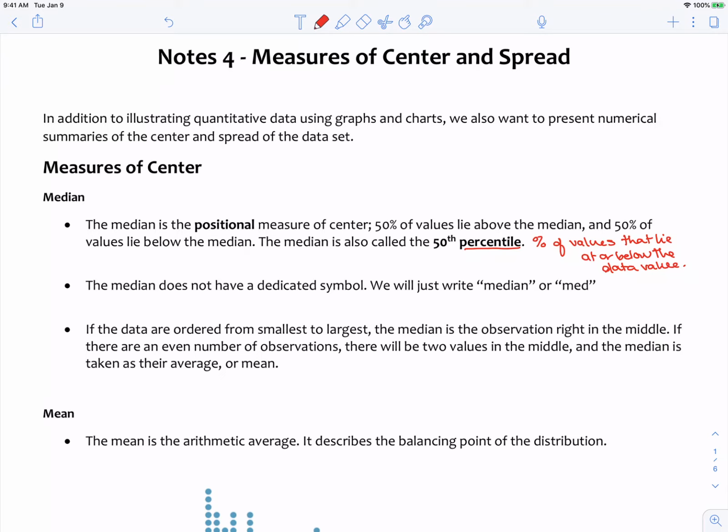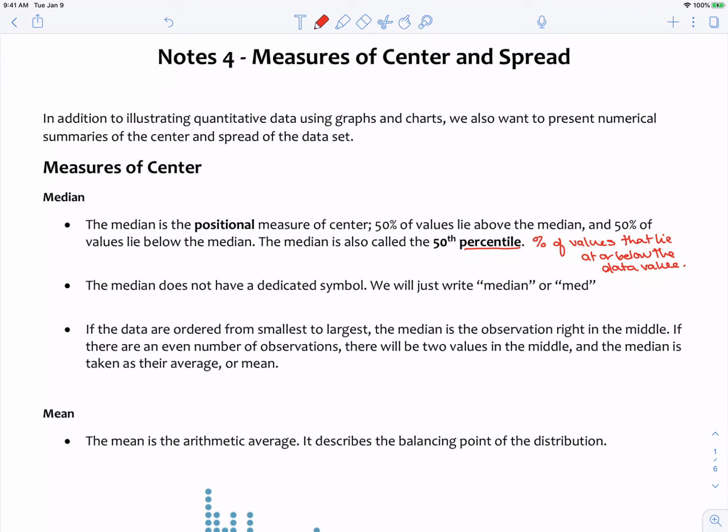So for instance, if you are placing at the 70th percentile in a test, then that means 70% of scores were at or below the test score you received. The median does not have a dedicated symbol, unlike the mean. We just write median or MED as a shorthand version of it.